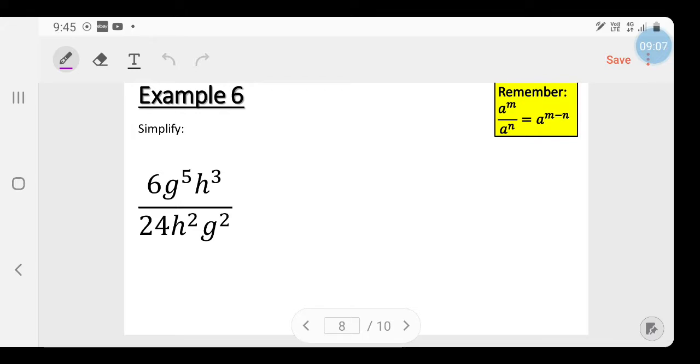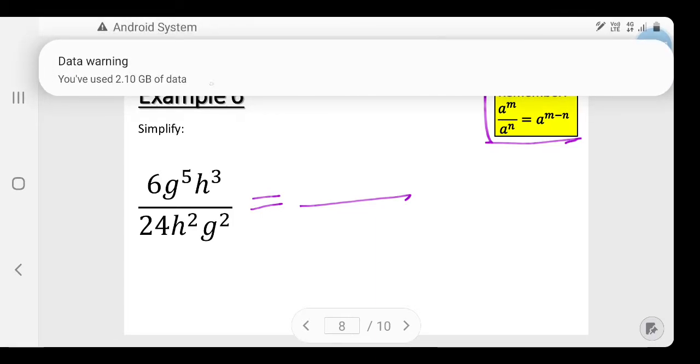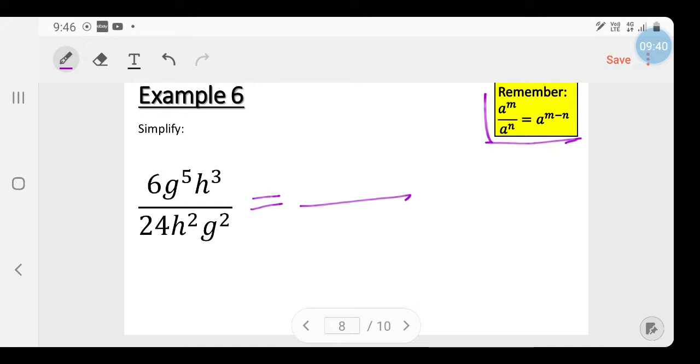Whew! All right. So now we've got a couple of variables. That's okay. I reckon you already know what to do. We're just going to use the second index law a couple of times in the same problem. All right, positive 6 divided by positive 24. They're the coefficients. Well, positive divided by positive is, of course, a positive. 6 over 24, let's simplify that. Well, the highest common factor of 6 and 24 is 6 itself. 6 divided by 6 is 1. 24 divided by 6 is 4.